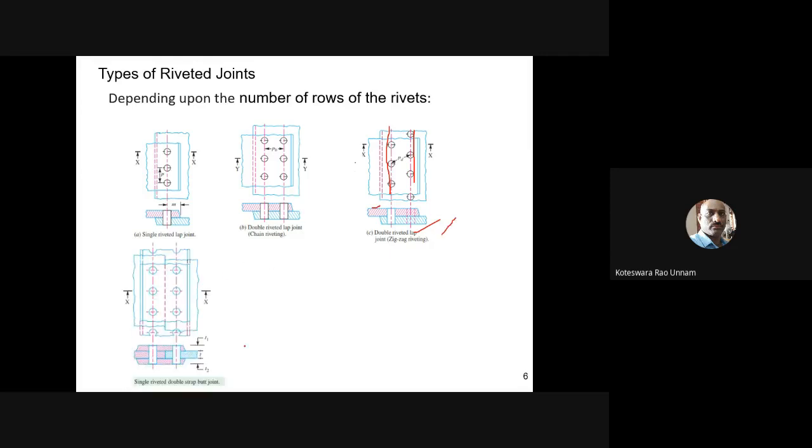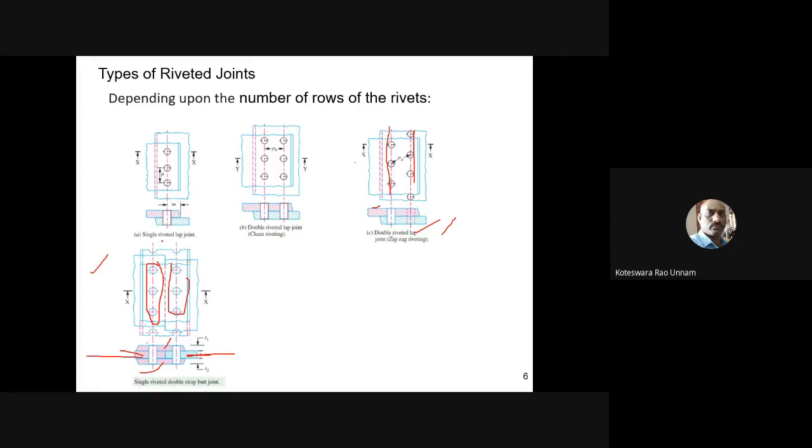Then this is a butt joint. Like I have mentioned here, this is the plate and these are the two plates which are getting connected. This is one cover plate and this is another cover plate. So this is a butt joint with two cover plates, and also single riveted. Why is it single riveted? There is only one row for each plate. This is the row corresponding to this plate, and this is the row corresponding to this plate. So each plate has only one row here.